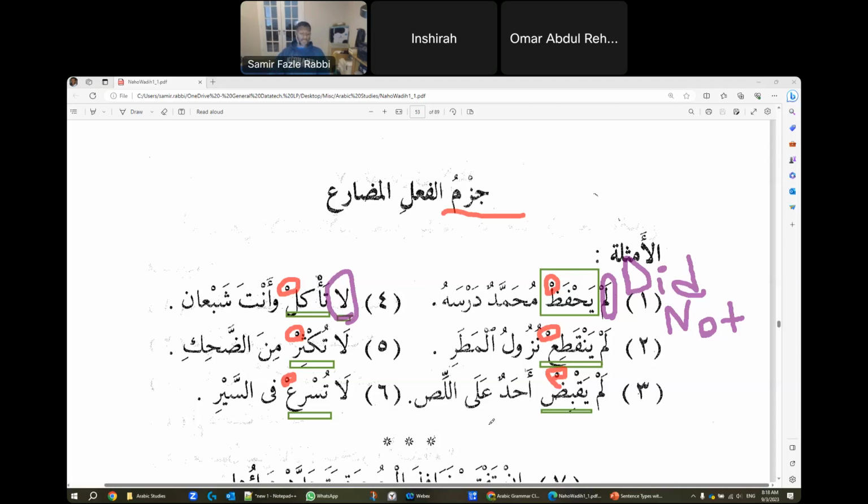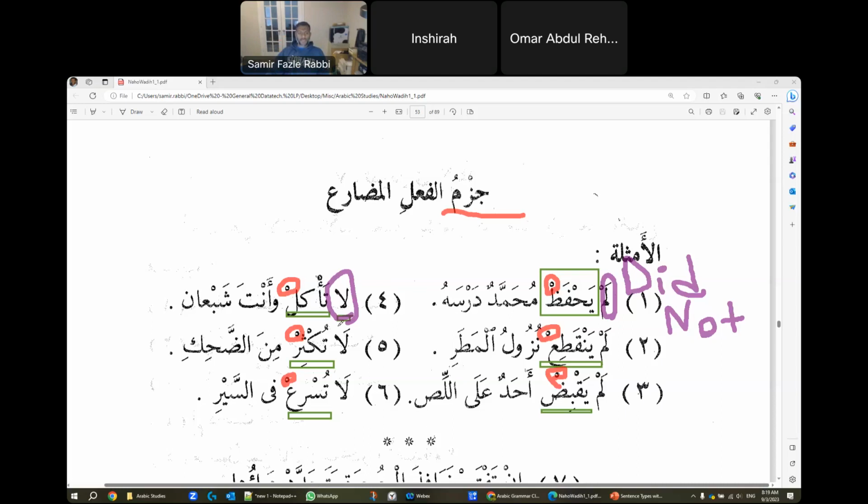If he didn't do his homework, he did not memorize. He doesn't do his homework, that wouldn't be past. How would we say that in English? If he was not doing his homework. Lam yakun yahfadu darsahu. We'd have the yakun there. That's how it would be.